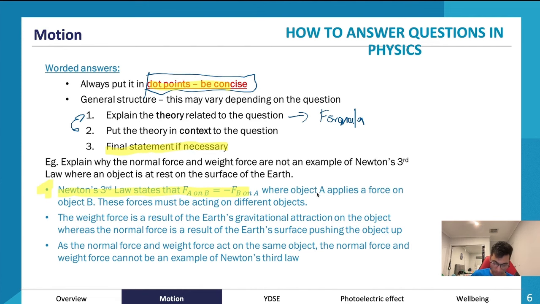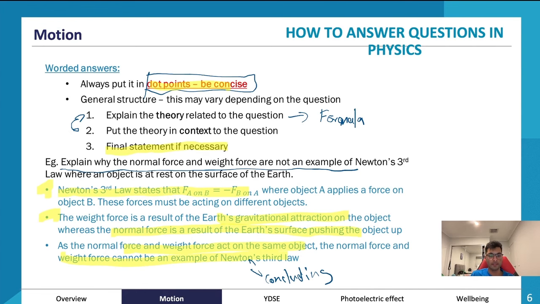And the second dot point explains where this weight force is coming from. It's coming from the gravitational attraction, whereas the normal force is coming from the Earth's surface pushing up on the object. And because these things are different, it cannot be an example of Newton's third law. And this is our concluding statement, which links back to the original question about why the normal force and the weight force are not the same. I want you to keep this answer in the back of your mind because we're going to come back to this in a similar question.